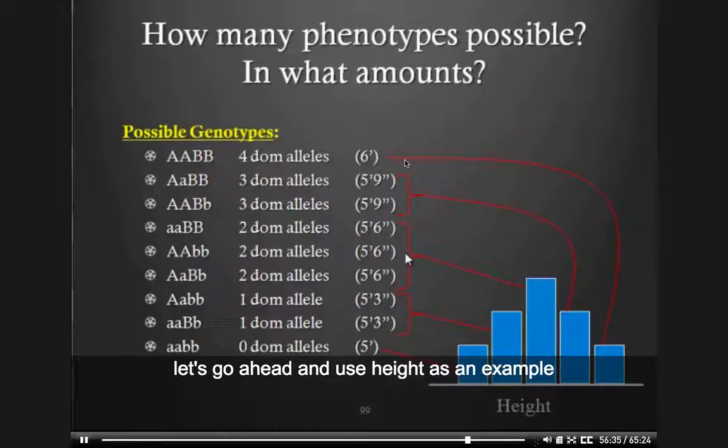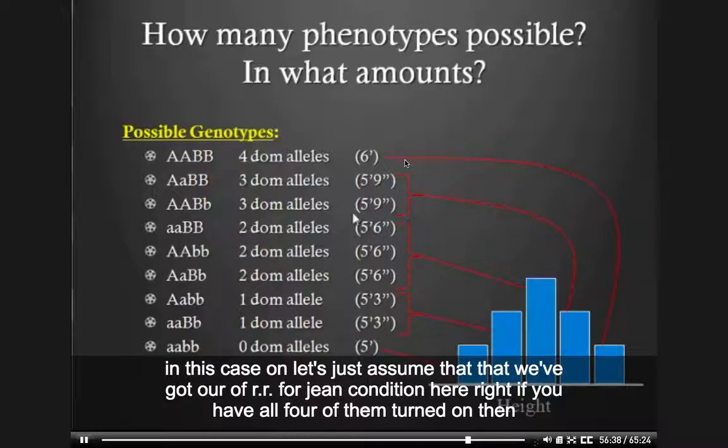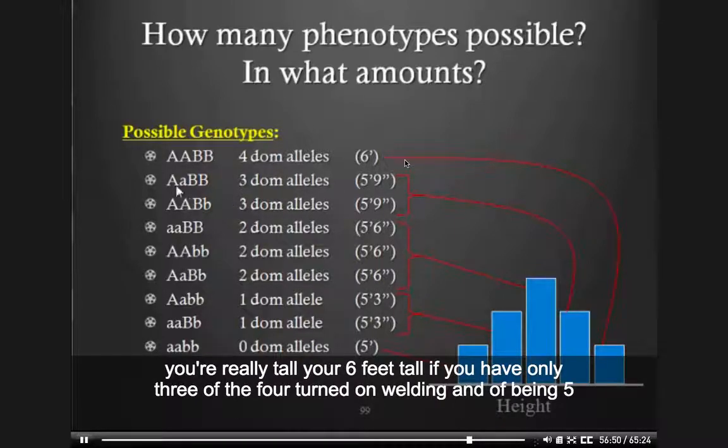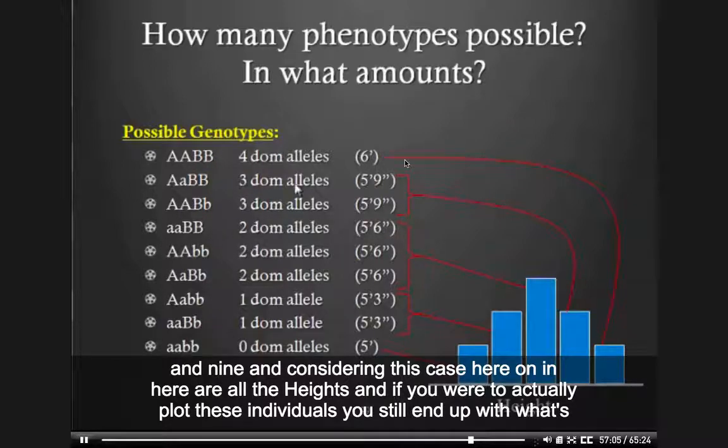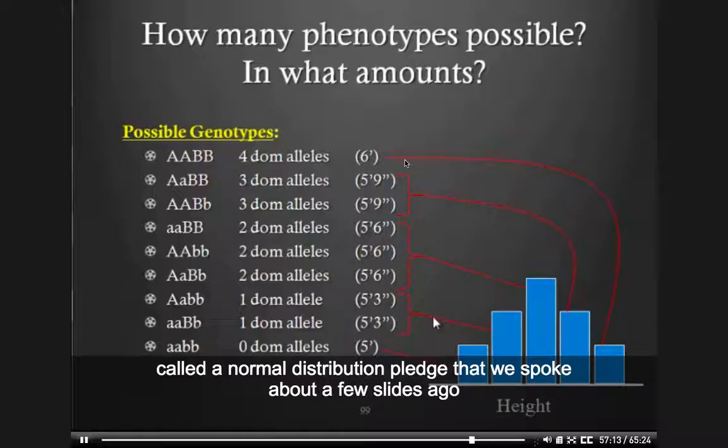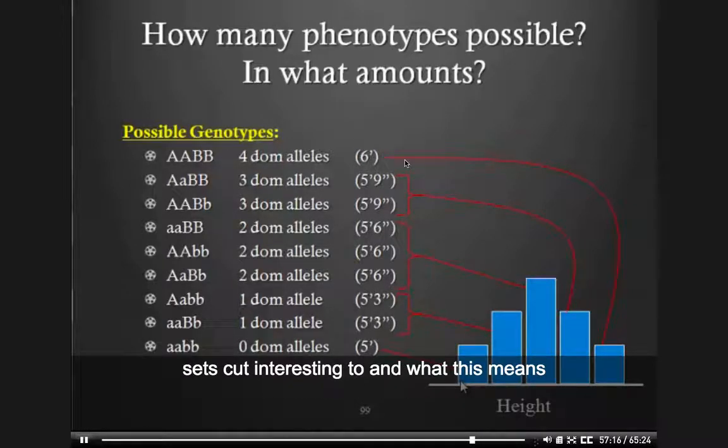Let's go ahead and use height as an example. In this case, let's just assume that we've got our 4-gene condition here, right? If you have all 4 of them turned on, then you're really tall. You're 6 feet tall. If you have only 3 of the 4 turned on, then you end up being 5'9". Here we have 3 turned on. Here we have 2. Here we have 2, 2, 1, 1, and none. And considering this case, here are all the heights. If you were to plot these individuals, you still end up with what's called a normal distribution, just like we spoke about a few slides ago. So that's kind of interesting.